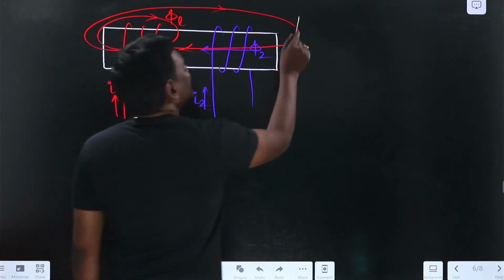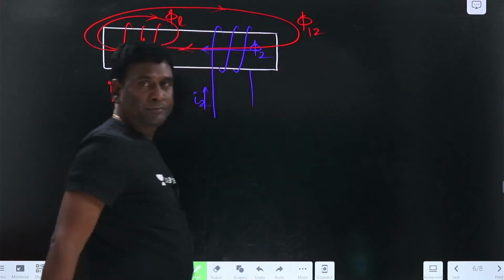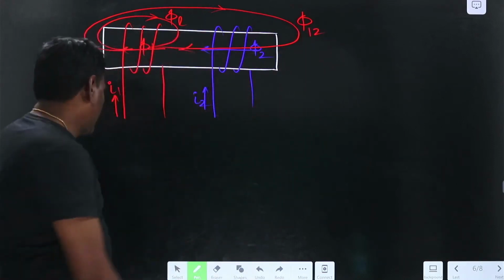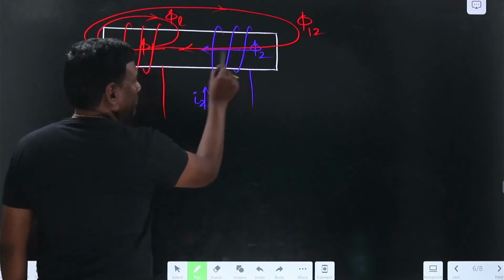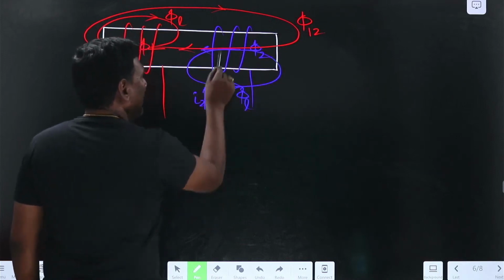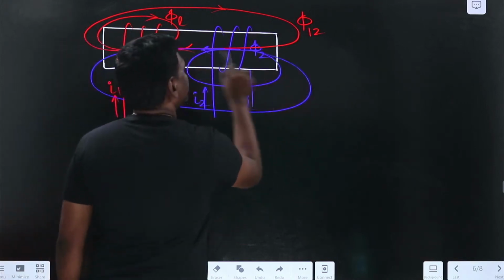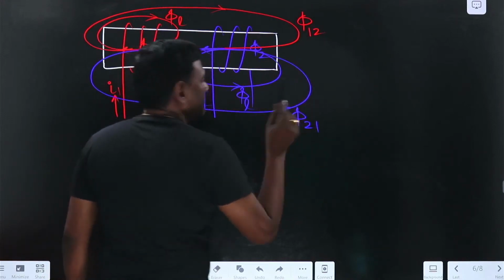Now what is this flux? This is happening because of I1 in coil 2, because of I1 coming into coil 2. Now in coil 2 also, the total flux produced is phi 2. In this, some component will go like this, it's kind of leakage, and some portion will go like this. It is going to be because of I2 in coil 1.